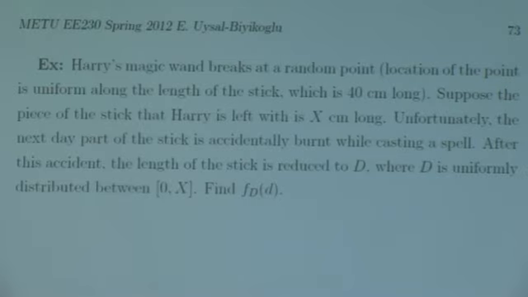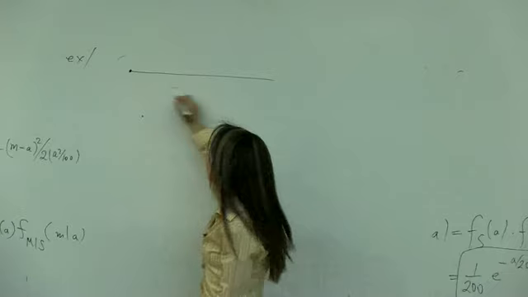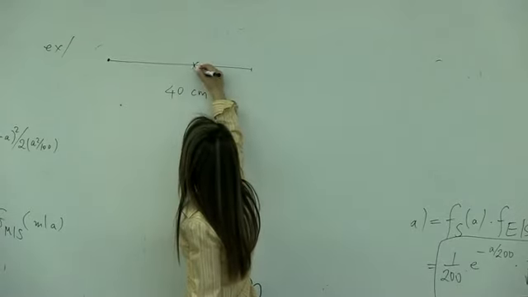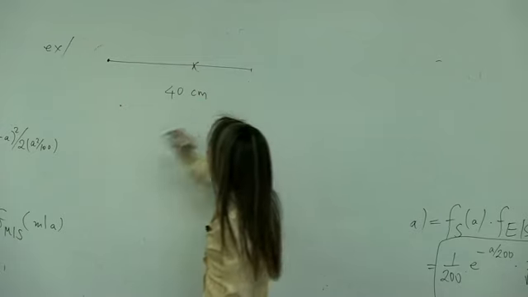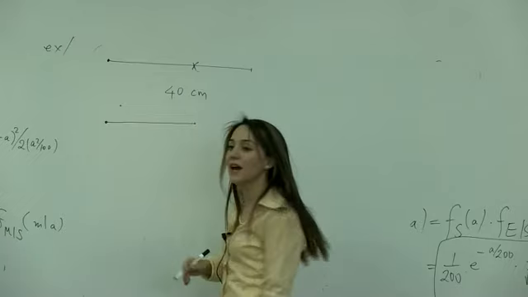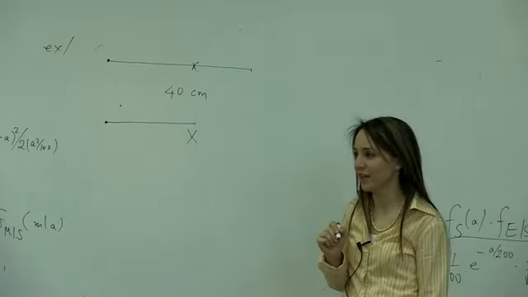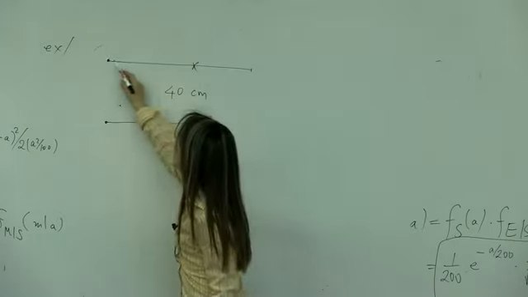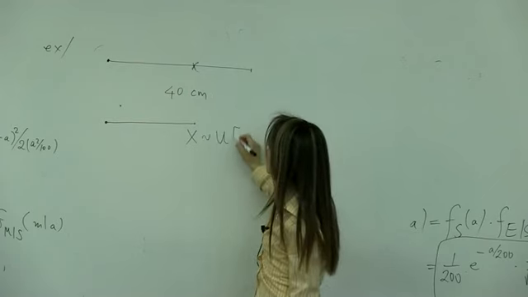So what happens in this problem? Originally, we have this, the end of the stick that Harry is holding in his hand, and the stick is 40 centimeters long. It breaks at some point, randomly and uniformly chosen from 0 to 40. And the remaining length of the stick after this breaking is a random variable X. What is the distribution of X? X is uniform, because the point of breakage is anywhere from 0 to 40. So X is uniformly distributed from 0 to 40.